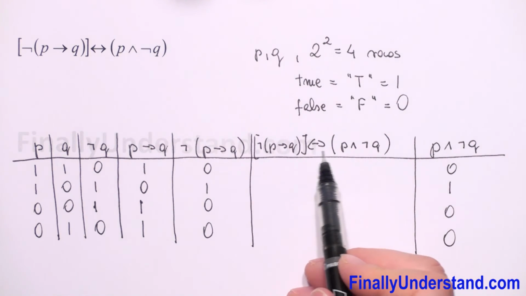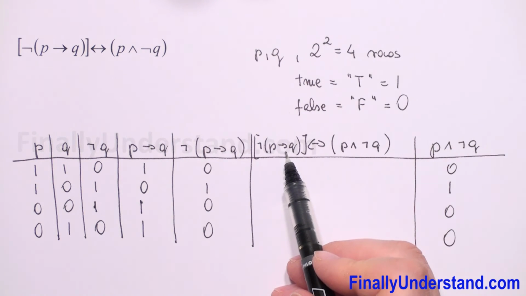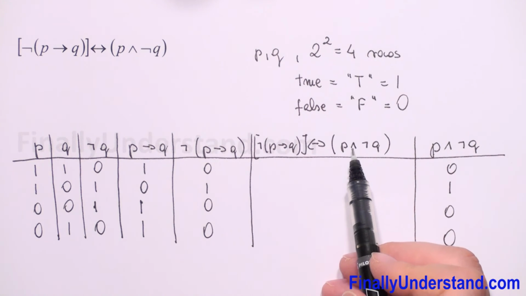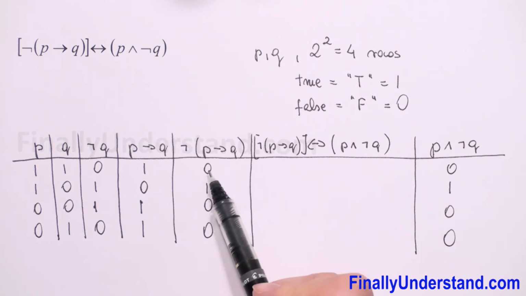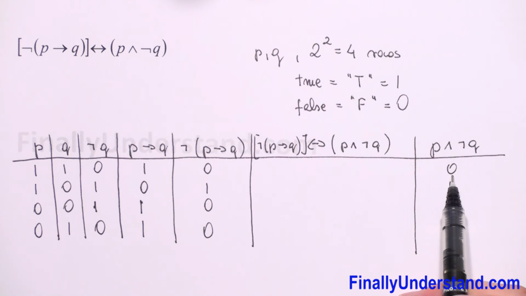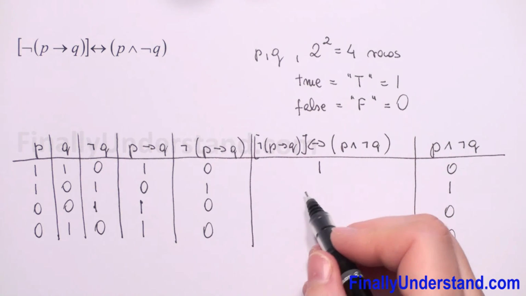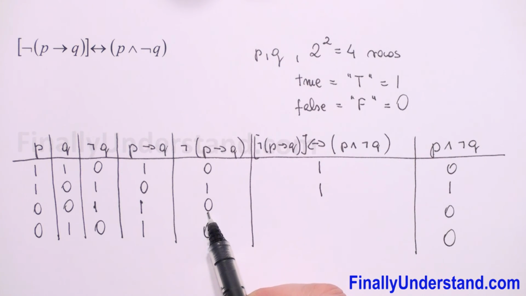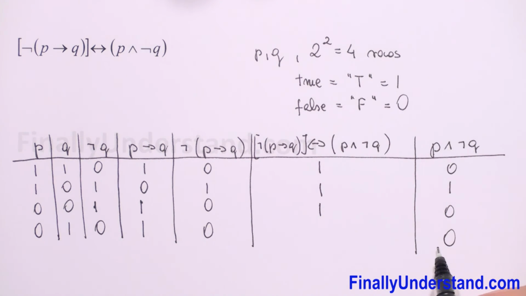Now we have the biconditional statement. A biconditional statement is true when we have true on the left side and true on the right side, and false on the left side and false on the right side. We have 0 if and only if 0, false if and only if false, so this is true. 1 if and only if 1, so this is true. Now we have false if and only if false, so this is true. False if and only if false, so this is true.